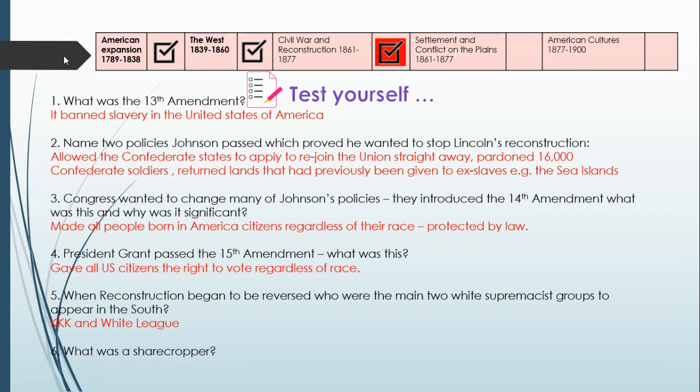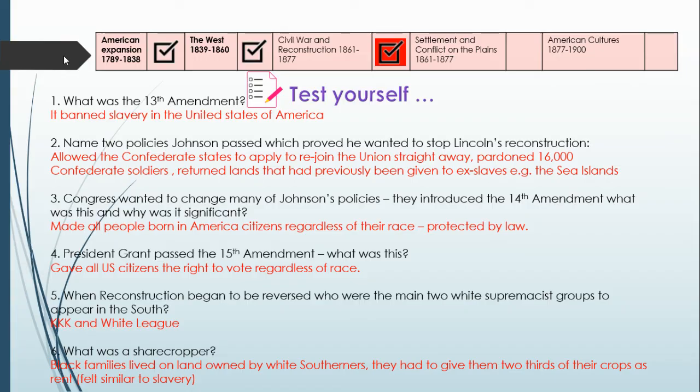And finally, number 6, what was a sharecropper? So a sharecropper is a black family who live on white southern land, and they have to give the landowner 2/3 of their crops as rent. It felt very similar to slavery.